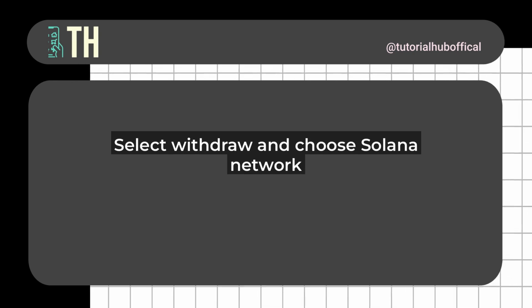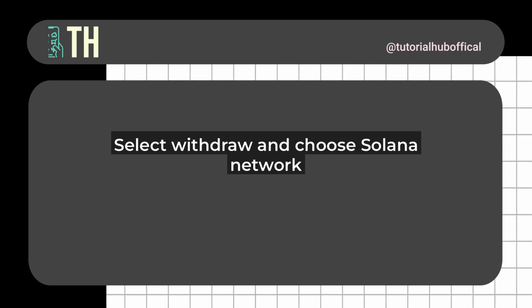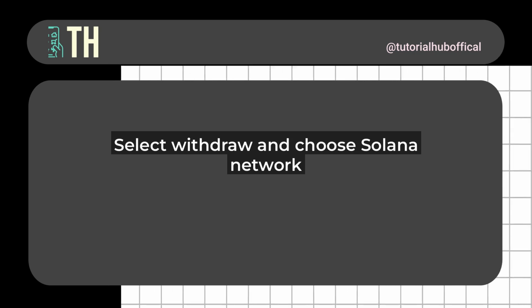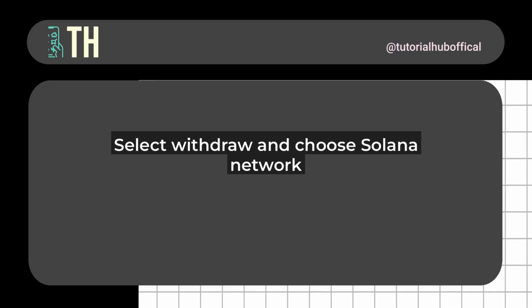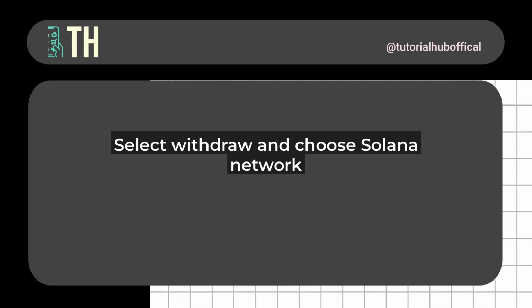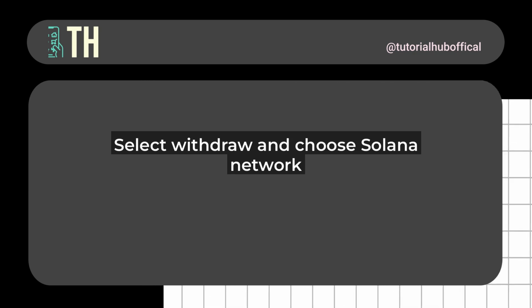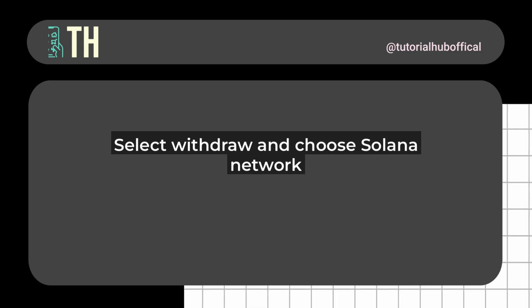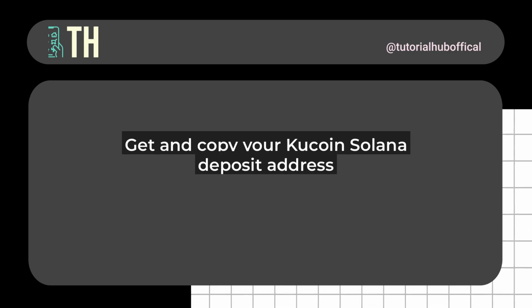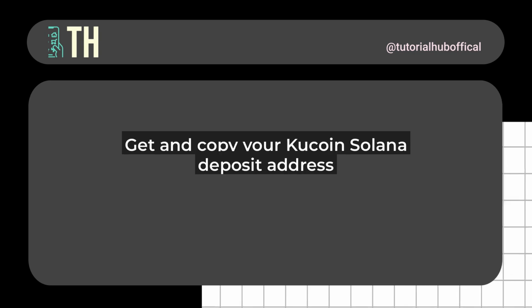Step 1. Log into your Bitrue account. Once you're in, head over to the Wallets or Assets section and find your Solana balance. Click on the Withdraw option for Solana. You'll need to select the Solana network. Remember, it's crucial to use the correct network to prevent any loss of funds.